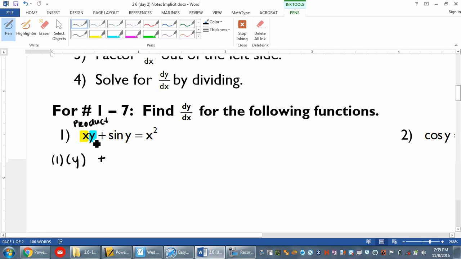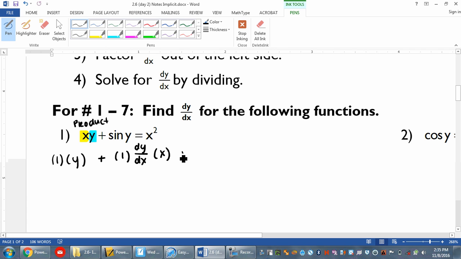Plus, what's the derivative of my second function? Well, the derivative of y is 1, but since I took the derivative with respect to x, so I powered down with my y's, I have to multiply by dy over dx. And then don't forget, times my original first.